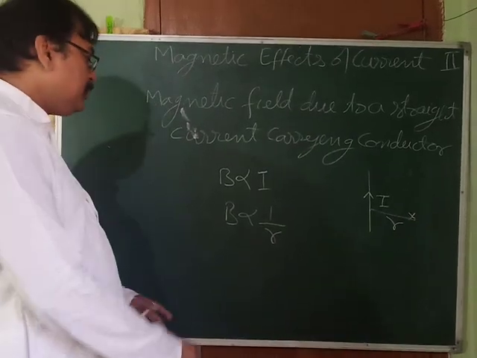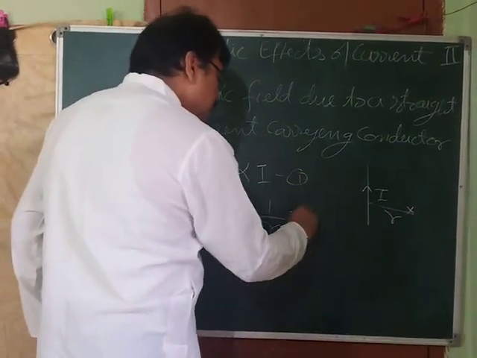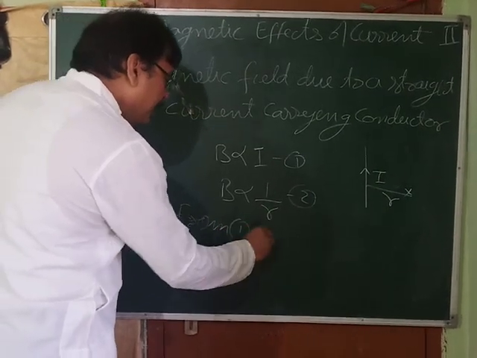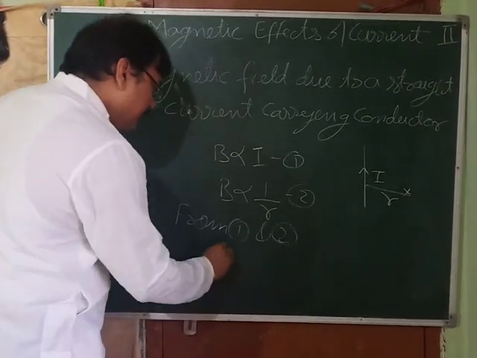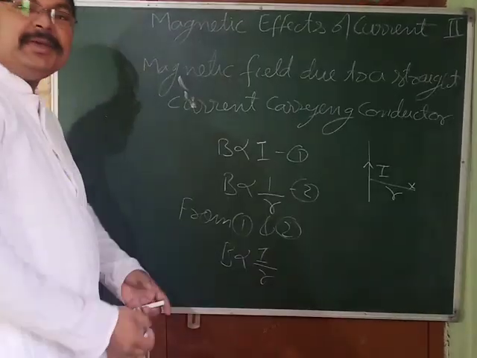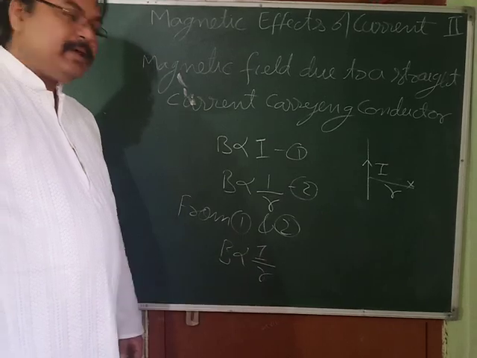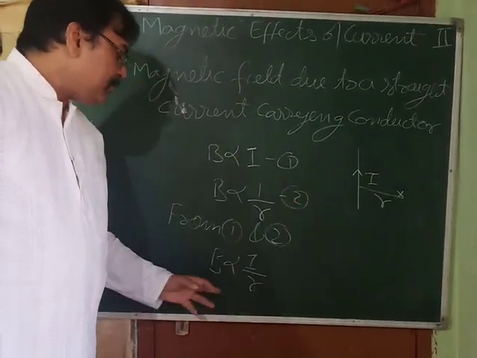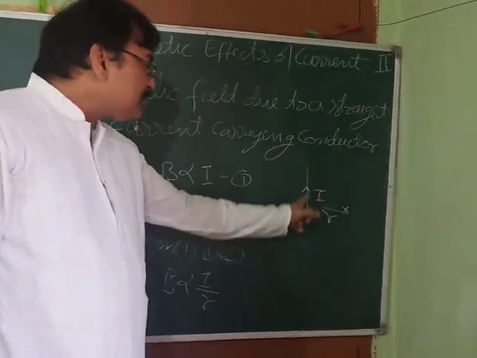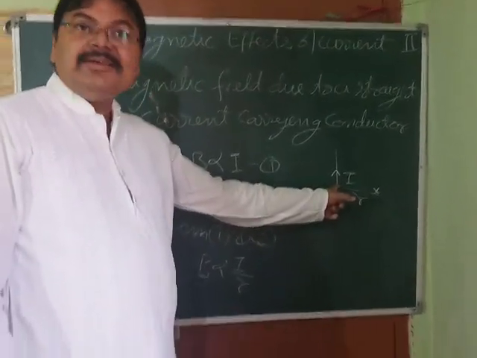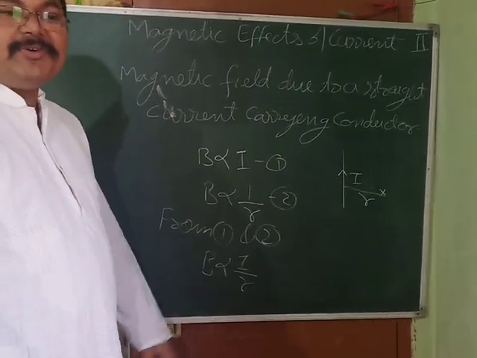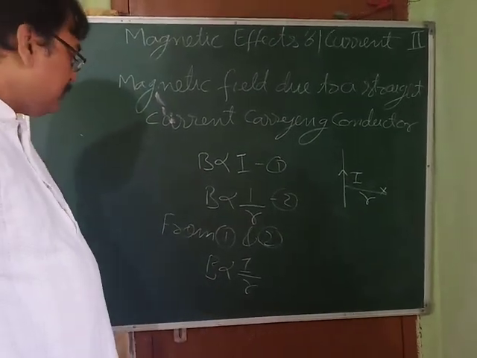So this is 1 and this is 2. From 1 and 2, what we get? B is proportional to I upon R. That means more current, and at the nearest point, the magnetic field will be highest. But remember, on the wire, there will be no magnetic field. It will be outside the wire only, not on the wire.